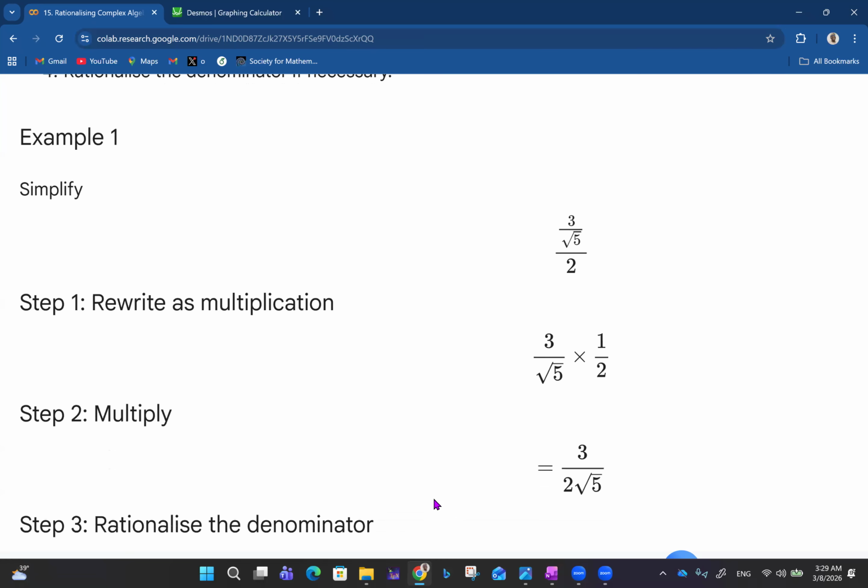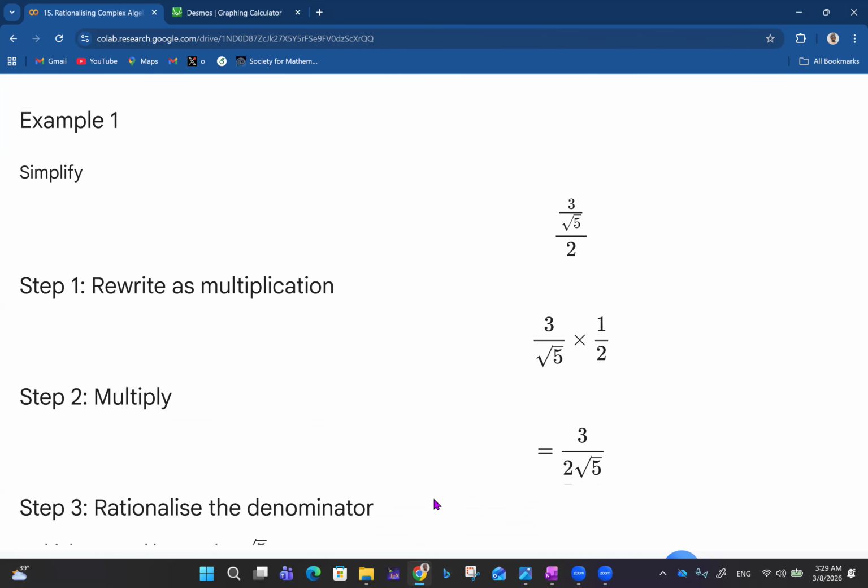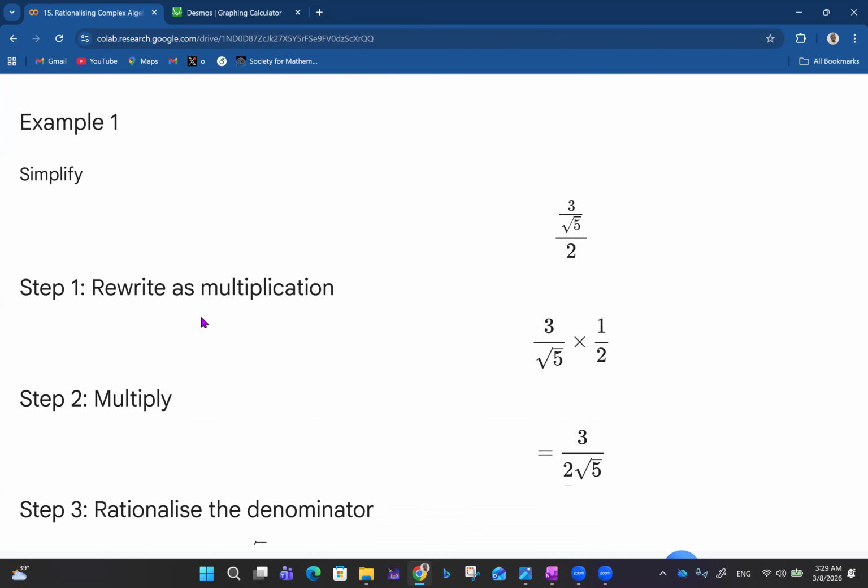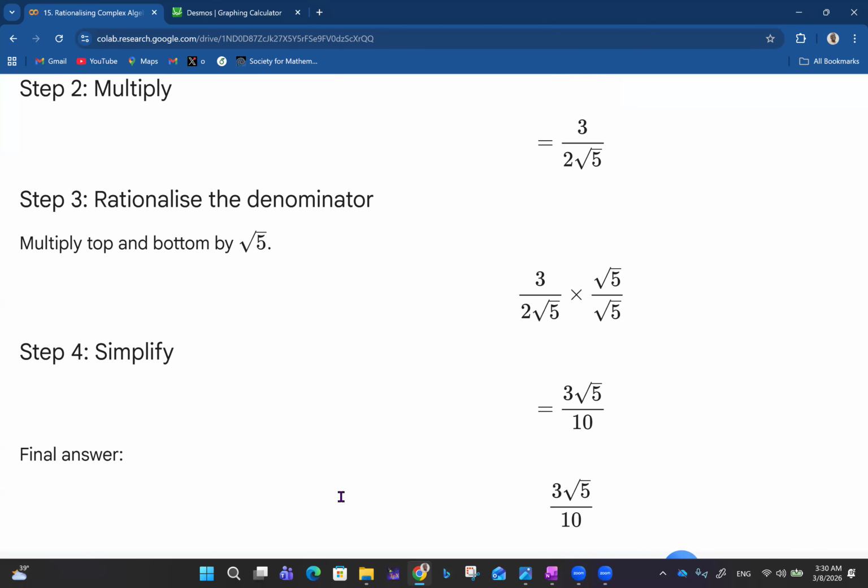So here, imagine that first example, you have 3 over root 5 all over 2. First you rewrite as multiplication. So this is like 3 over root 5 times 1 over 2. Okay, so you then have 3 times 1, 3, root 5 times 2, that's 2 root 5. Then you rationalize the denominator.